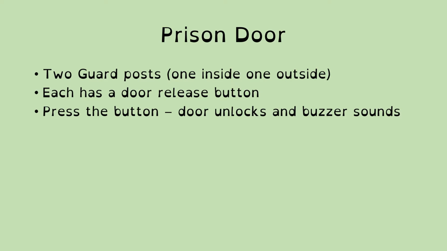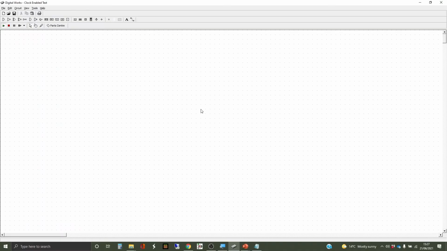And in each of these guard posts, there's a door release button that a guard can press. Probably a nice big red button. There's a huge attraction to these big red buttons. And if a guard presses the button, then the door unlocks and the buzzer sounds. Okay, so we've got this idea: two buttons. They're both going to do the same thing, and for each of them, it's going to do two things. They're going to have a door unlock and a buzzer sound. Okay, so let's go to our digital work software and try and work out how to actually achieve this.